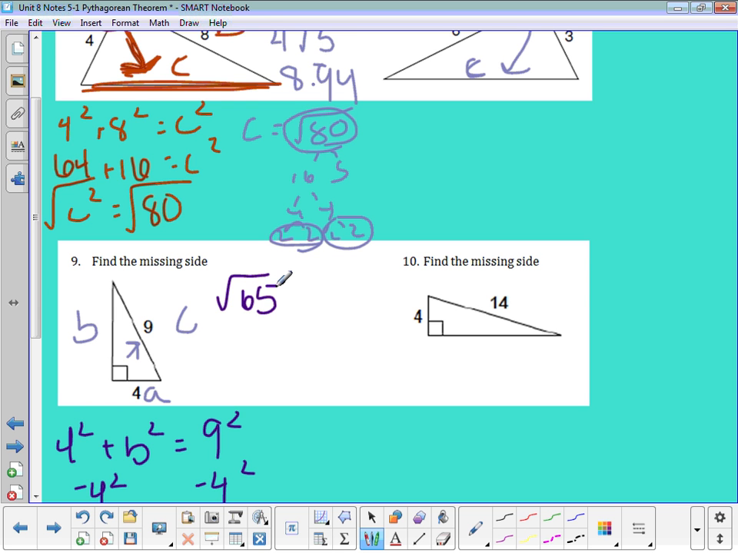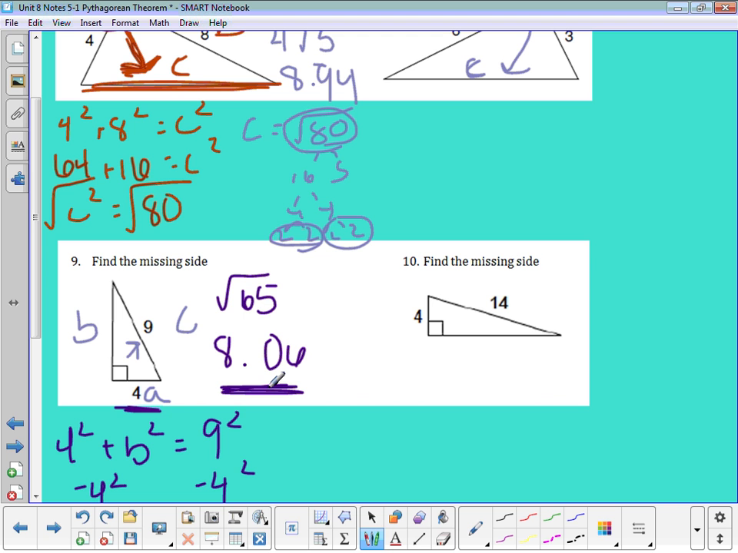Then we want to write it out as a simplified decimal. So the square root of 65 is going to be equal to 8.06. And here's a way you can tell if you did it right. Your two smallest sides need to be the legs, so whatever you get for this has to always be smaller than your C. Your C value always needs to be the biggest. If your C value isn't the biggest, then you did something wrong.